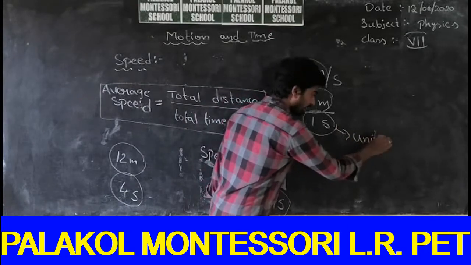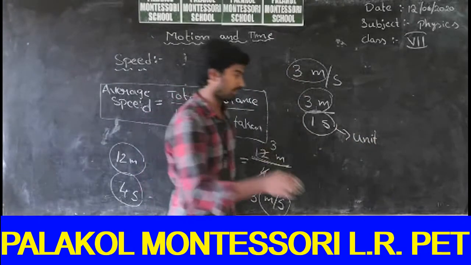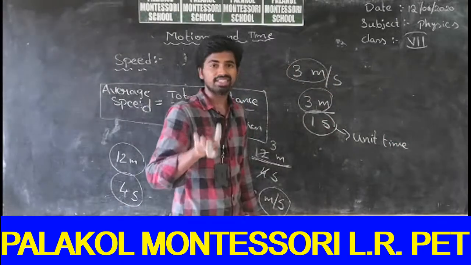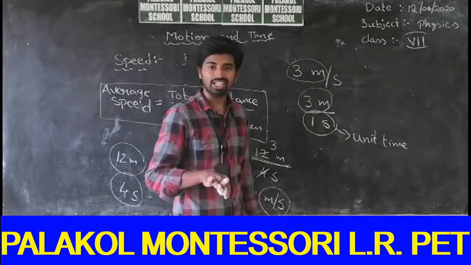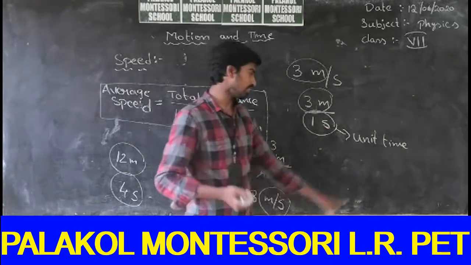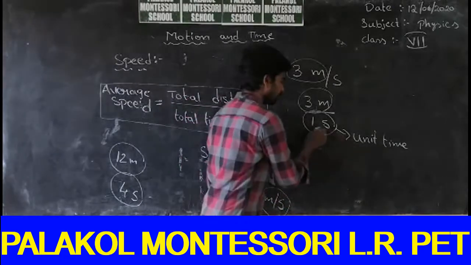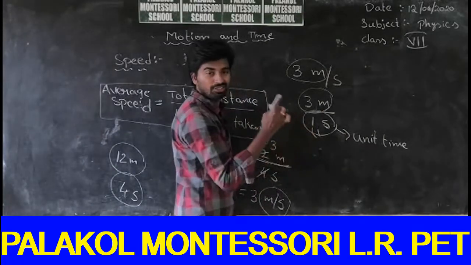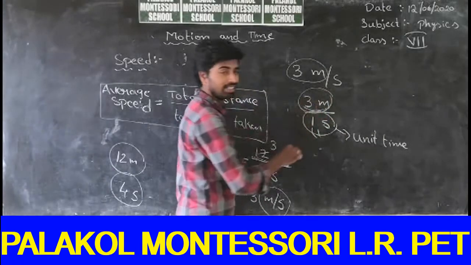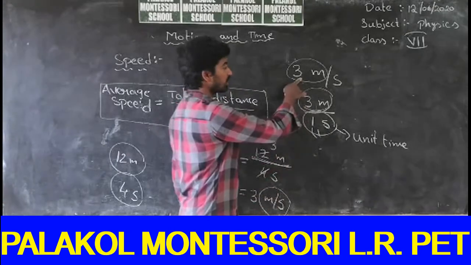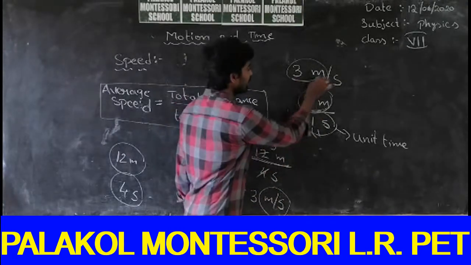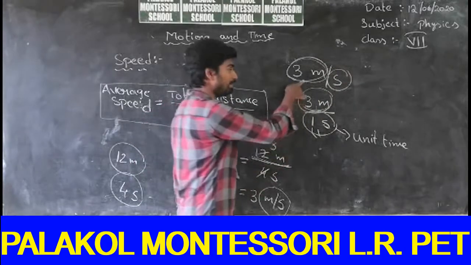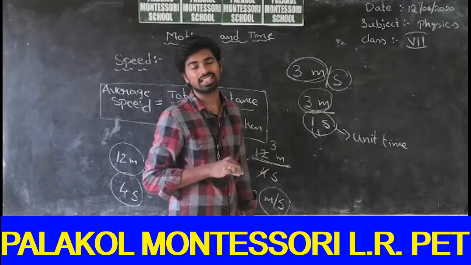Unit means 1. What is meant by unit time? It can be 1 second, or 1 minute, 1 hour, 1 day. 1 means unit. Unit time, 1 second is also a unit time. So in unit time, in 1 second, how much distance was I traveling? 3 meters. So what does the speed indicate? The distance traveled in unit time.